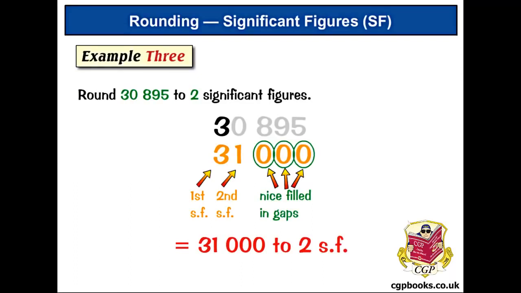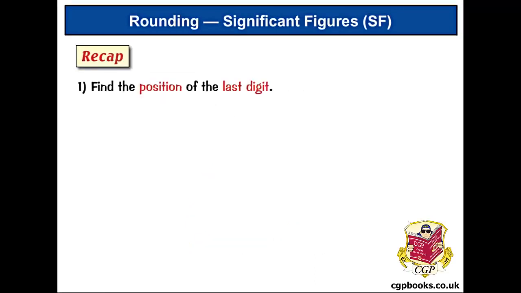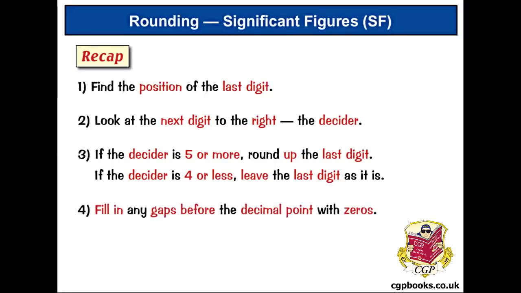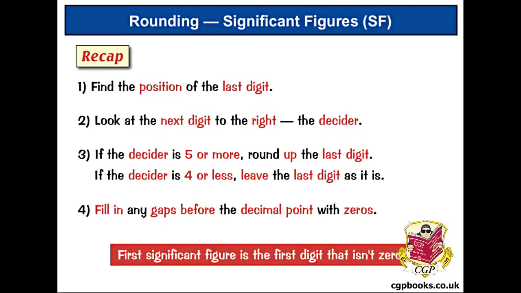Okay, so let's quickly run through the rounding method one last time. First, find the position of the last digit. Then, look at the next digit to the right, the decider. If the decider is 5 or more, round up the last digit, but if it's 4 or less, leave the last digit as it is. Then, if you need to, fill in any gaps before the decimal point with zeros. And remember, the first significant figure is the first digit that isn't 0.